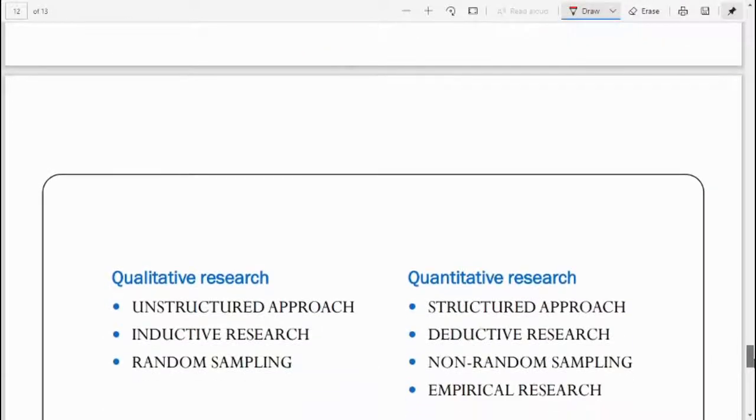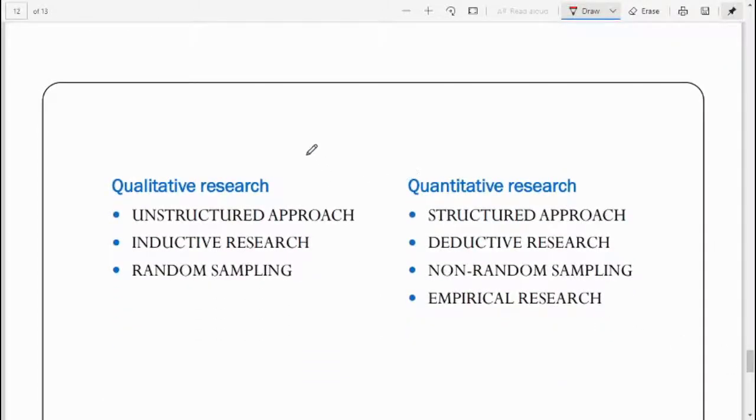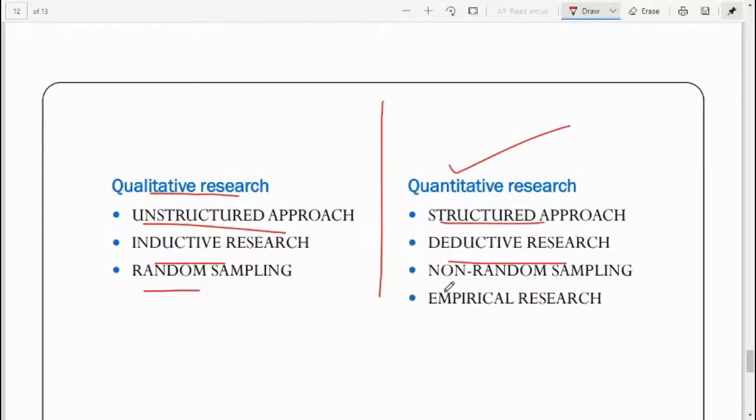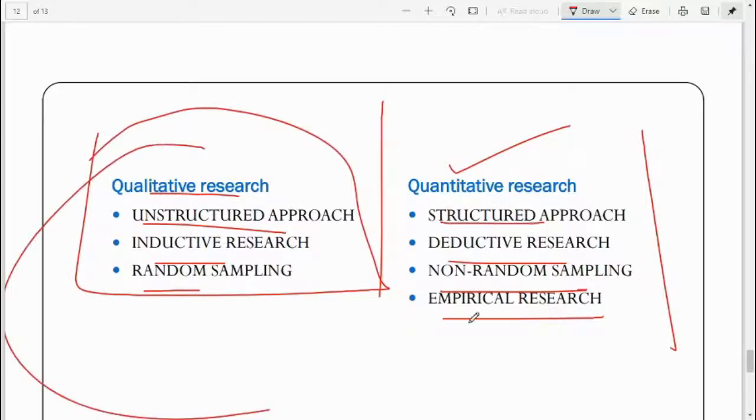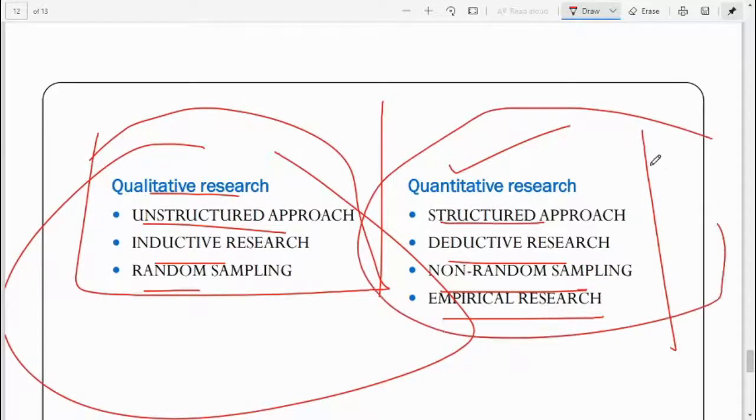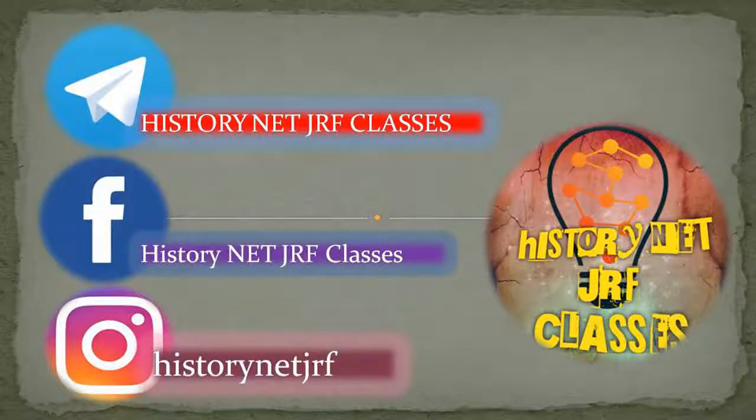So in this slide I have just sorted out, like under qualitative research we have unstructured approach, inductive research, random sampling. Under quantitative research we have structured approach, deductive research, non-random sampling, empirical research. This is just a separate chart to understand. Okay, so these come together, they are of the same family. This is all about today. I hope you will build your concept, you will have clear understanding over the types of research.